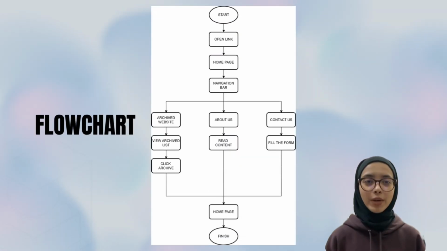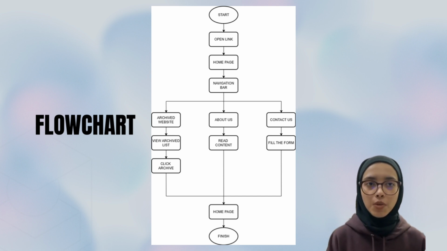For this part, I will explain the web archive preservation design of our project, MediaSpace. First, I'll go through the flowchart. It shows how users move through the website. When users open the MediaSpace link, they enter the homepage. From there, they can use the navigation bar, which has three main sections: Web Archive, About Us, and Contact Us.